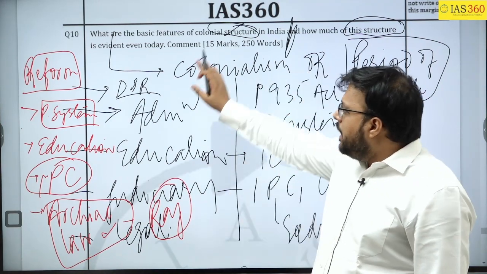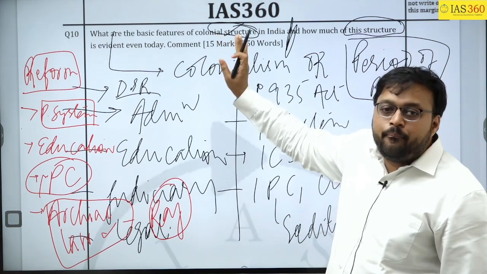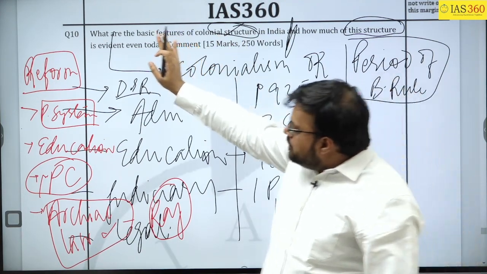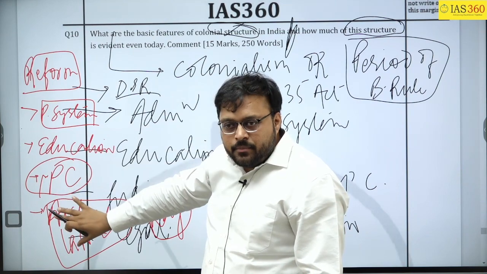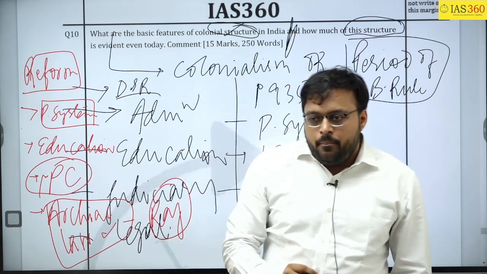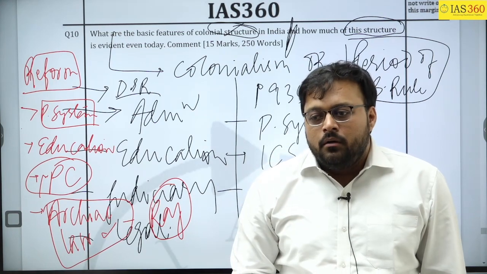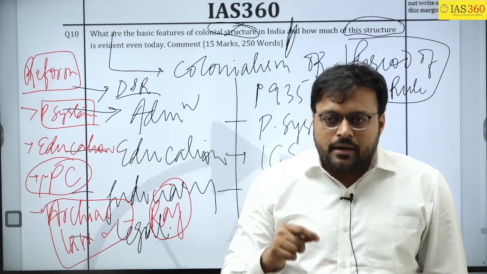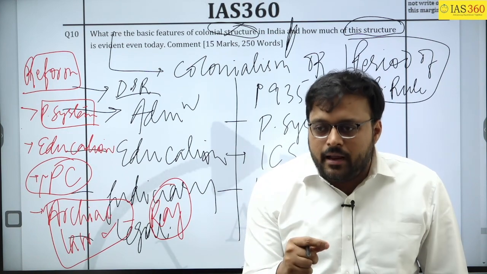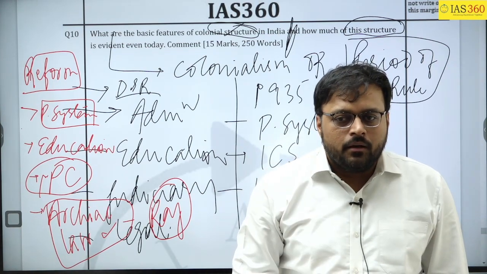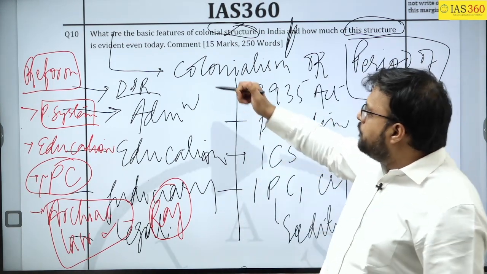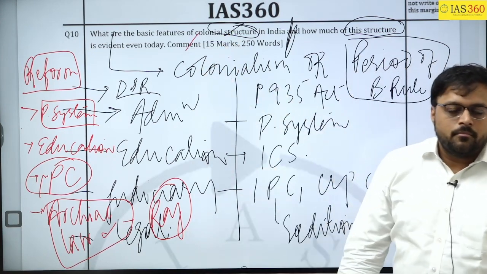So here you are mentioning three parts. Even the question is not asking for this. You will have to do this because it is a 15 marker question. You will have to show that no, colonial structure is not 100% evident today. Clear? So in this way you will have to address the question.